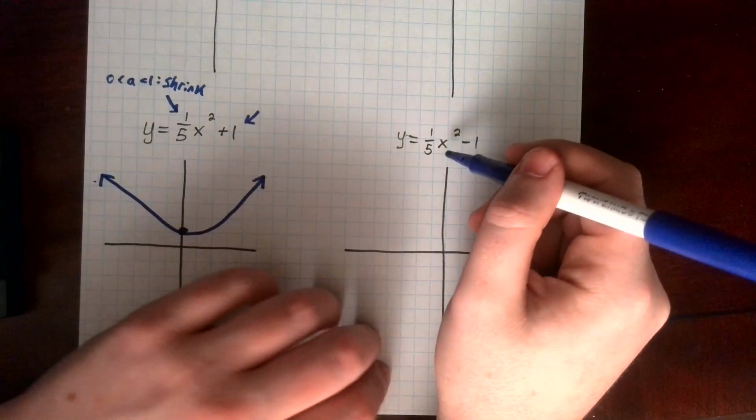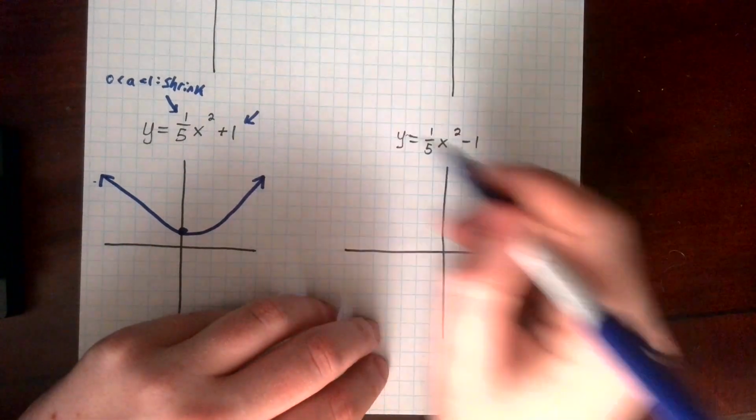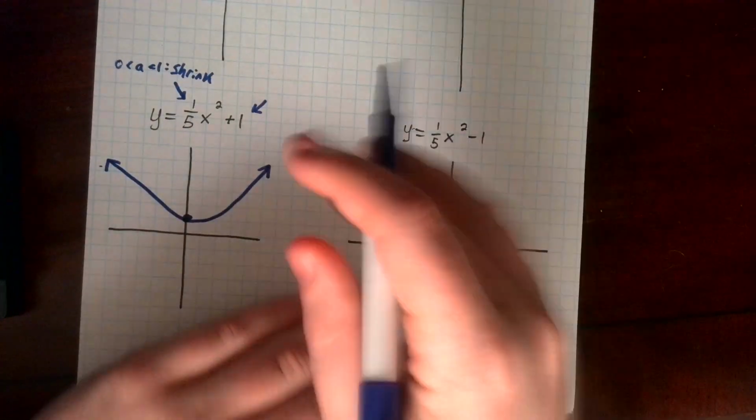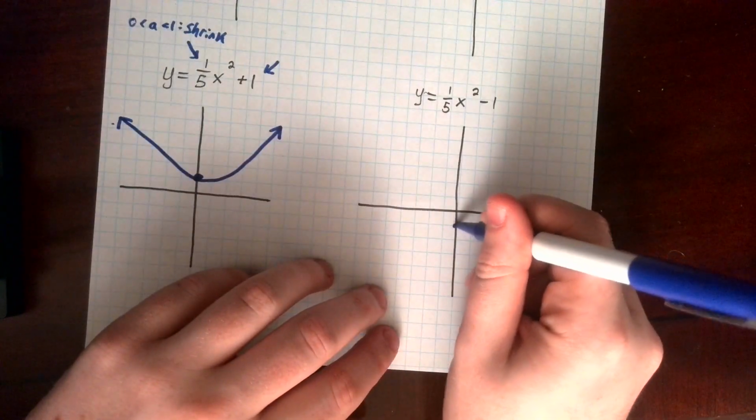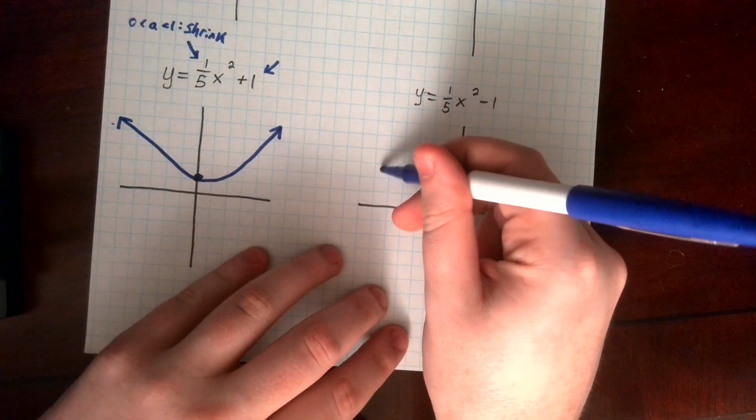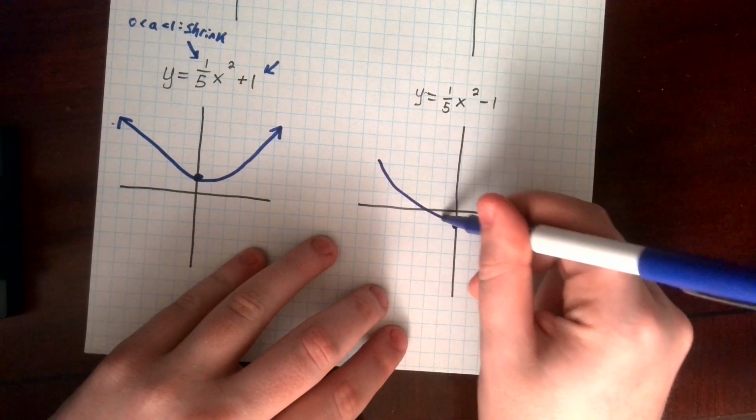And what's different about this one? It's still going to be a shrink because it has this 1/5. So it's still going to be its wide bowl, but this -1 tells us it's also one down instead of one up.